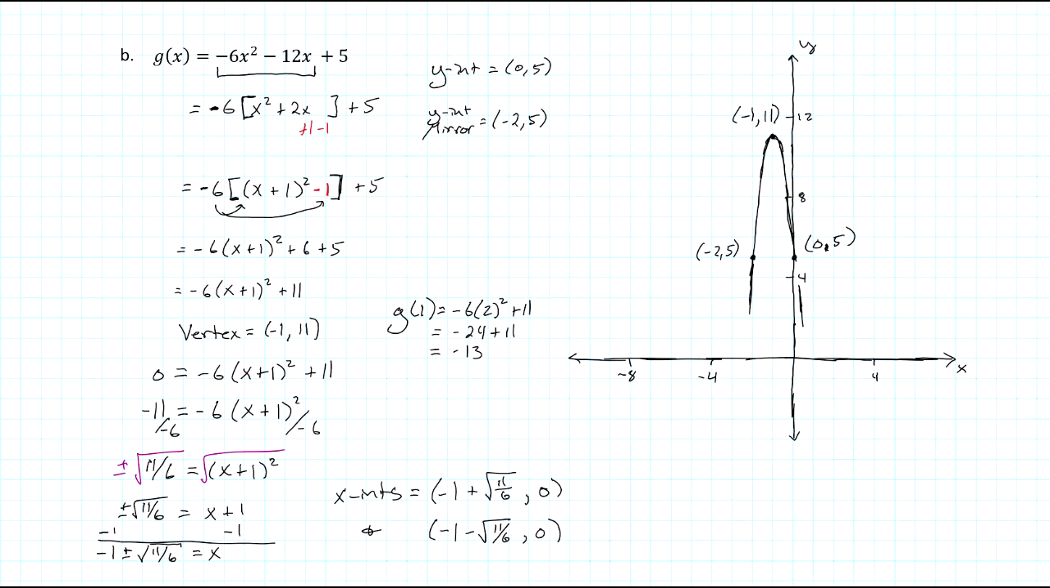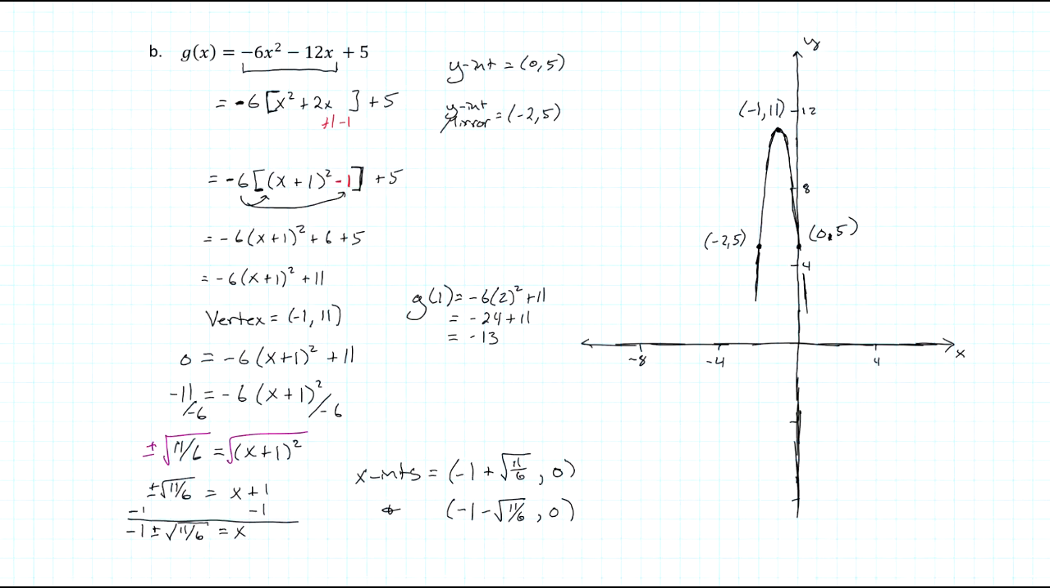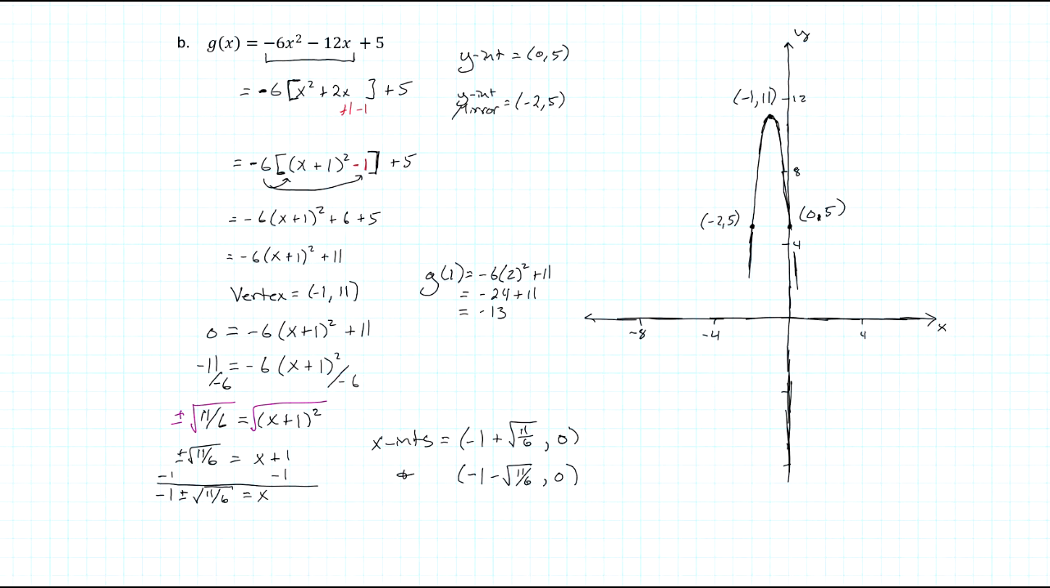Oh, that's already way down there. So let's see how skinny this graph really is. I wasn't expecting it to be that far down, but that's okay. 4, 8, and 11, 12, 13, 12, negative 4, negative 8, negative 12, negative 13 is right there.